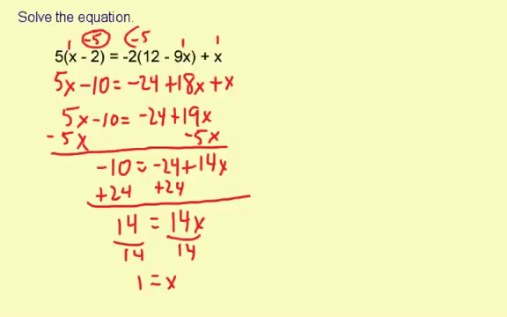Negative 5. Okay, so I checked both sides of the equation. Negative 5 equals negative 5, which means that x equals 1 has to be the correct answer. It's always a good idea to check your work, especially on quizzes and tests.